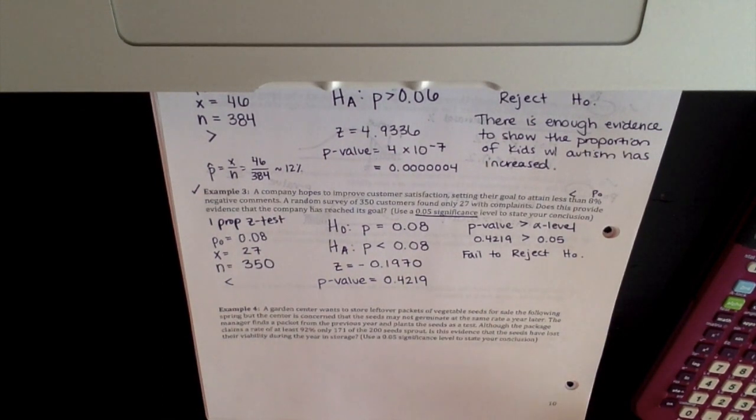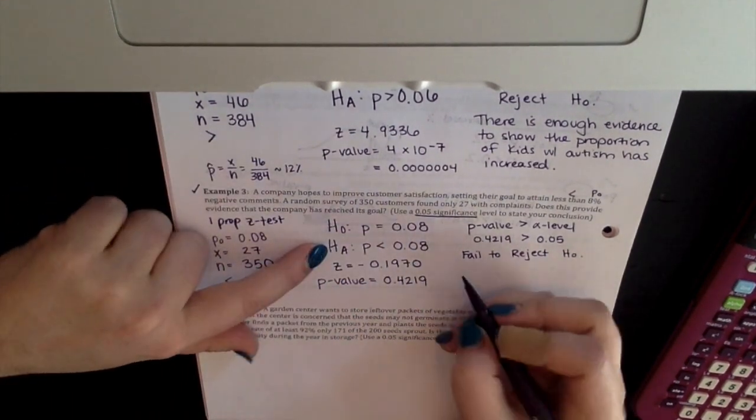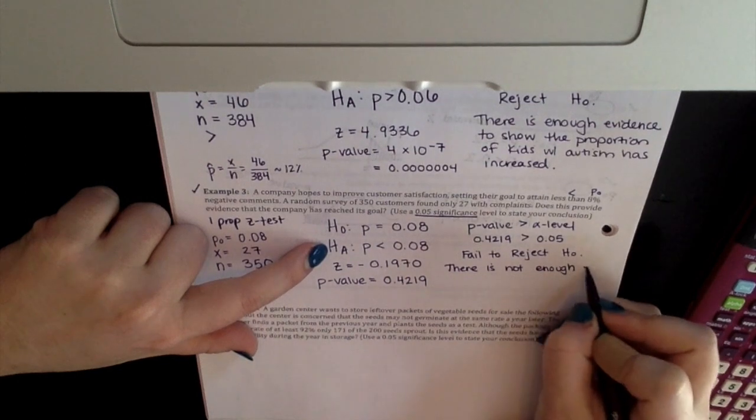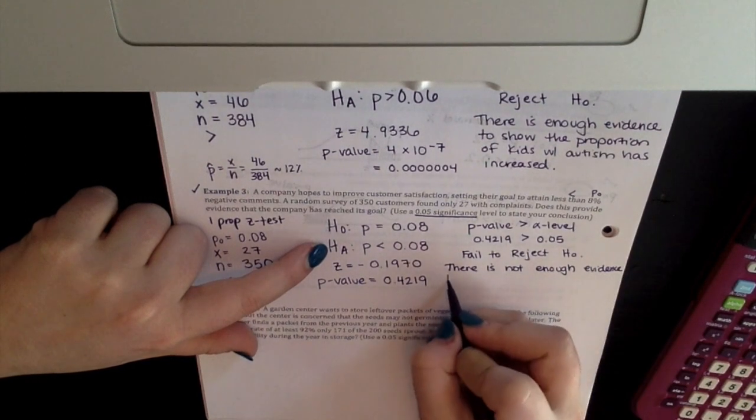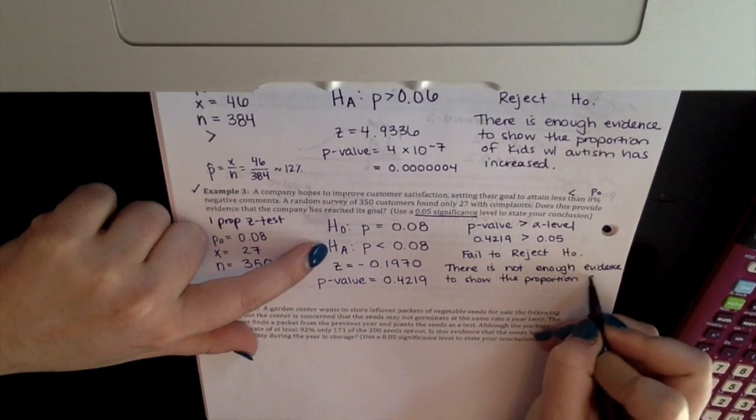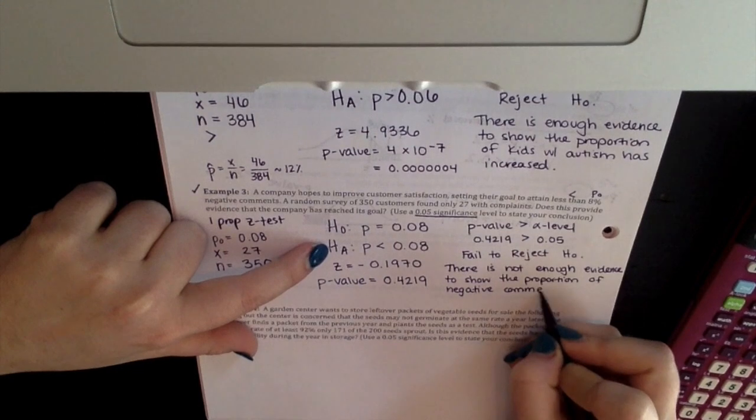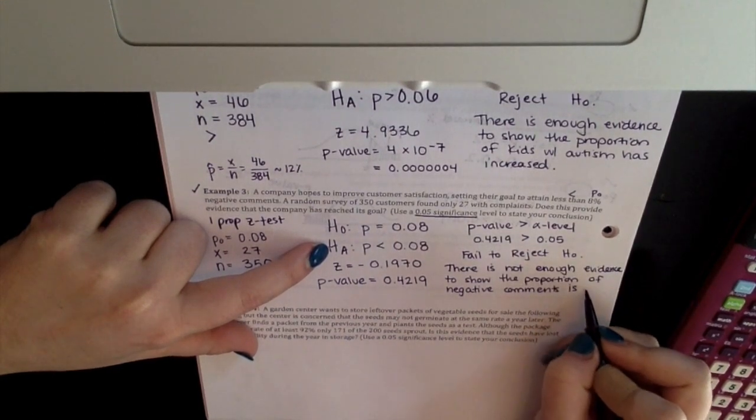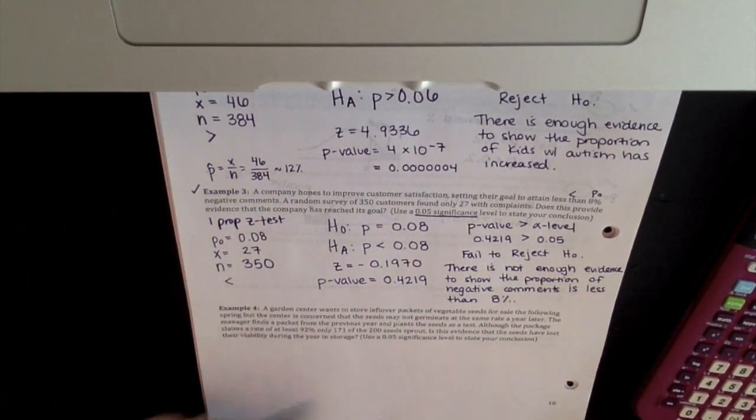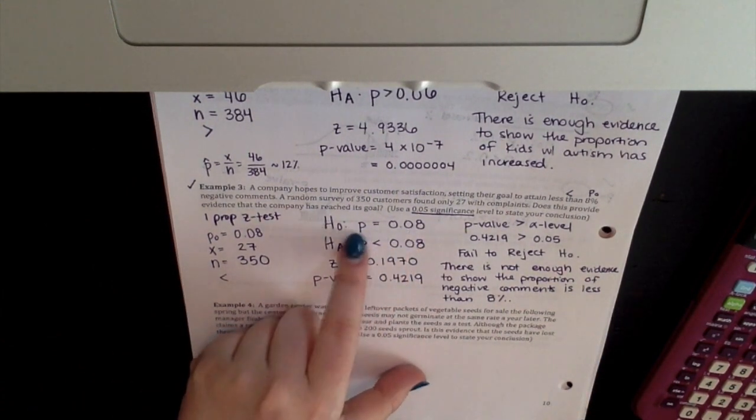And did you hear the language that I said? I never said they still equal this. I said I don't have evidence to show this. So I like to start with, there is not enough evidence to show the proportion of negative comments is less than 8%. So I don't have evidence to show the change. Remember, I never want to claim this was true.